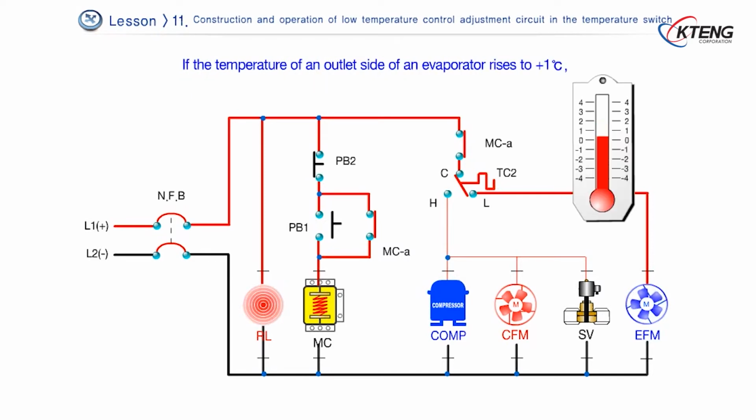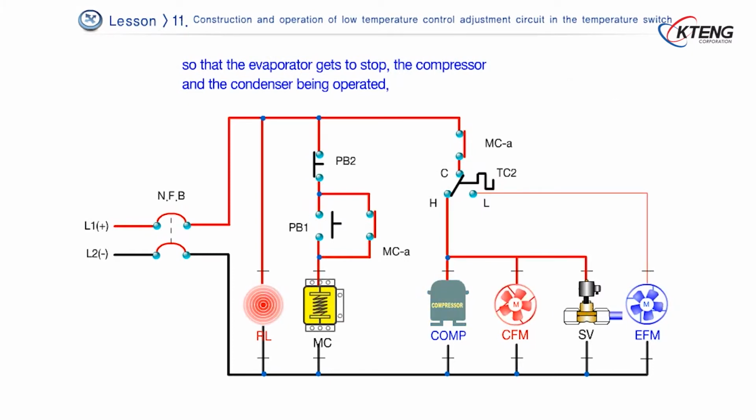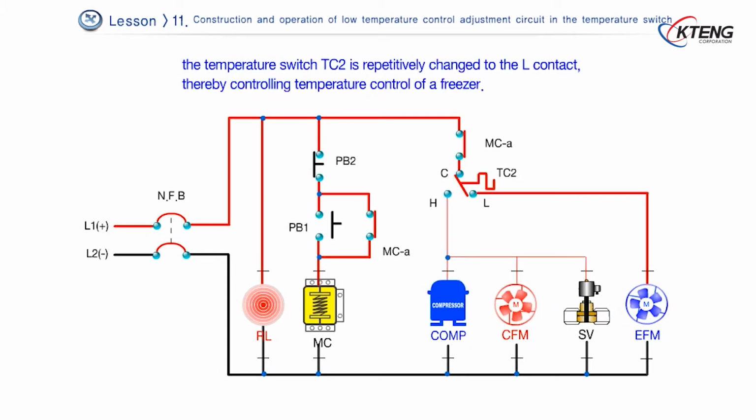If the temperature of an outlet side of an evaporator rises to +1 degree Celsius, the temperature switch TC2 is changed to the H contact so that the evaporator gets to stop, the compressor and the condenser being operated, and the electronic valve SV becomes open, thus starting operation again. If the temperature of an outlet side of an evaporator drops to -1 degree Celsius again, the temperature switch TC2 is repetitively changed to the L contact, thereby controlling temperature control of a freezer.